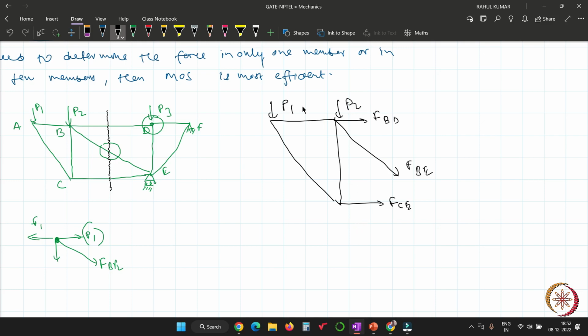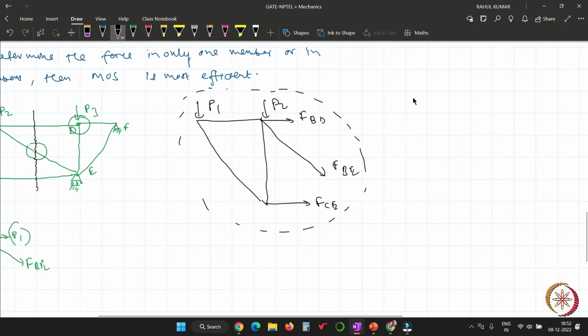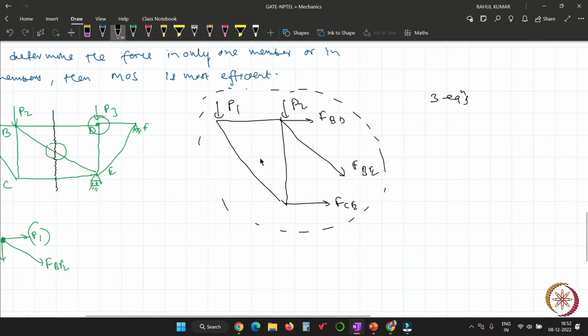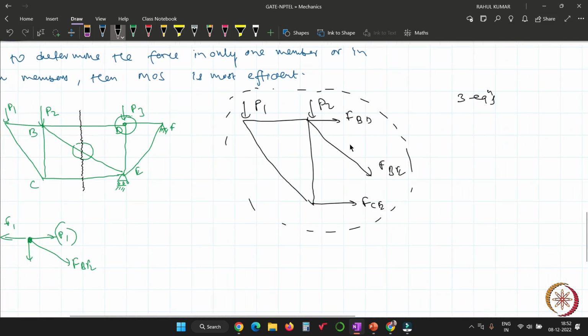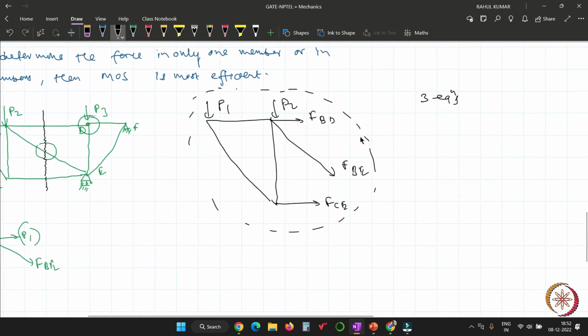So now you are realizing this as a rigid body, and for a rigid body you have only three equations. If you have three unknowns, then you are able to find all of them. But suppose there is another member and you have four unknowns, then you cannot solve the problem because you have only three equations and four unknowns.